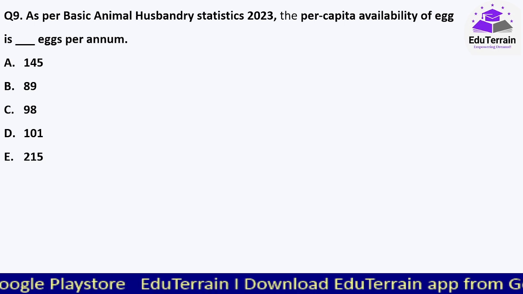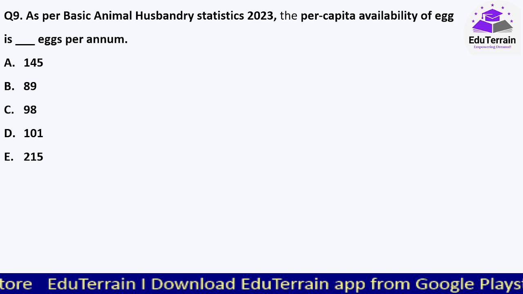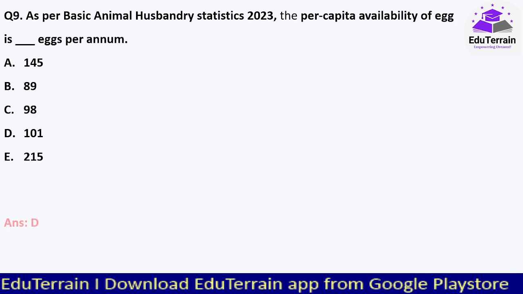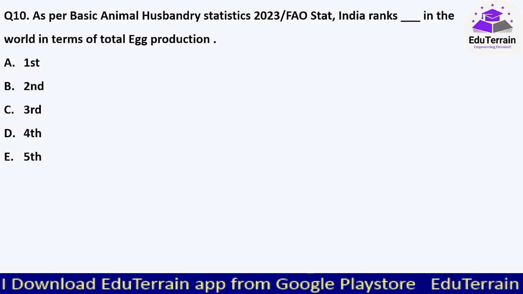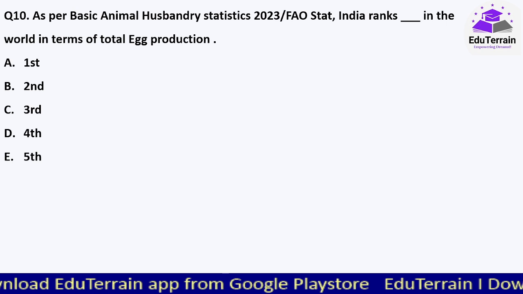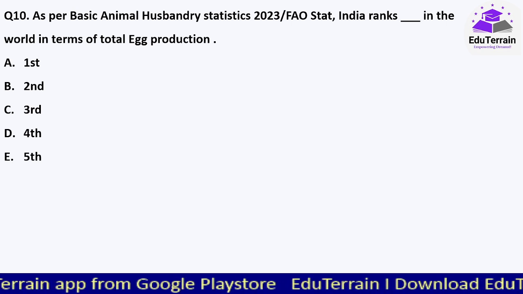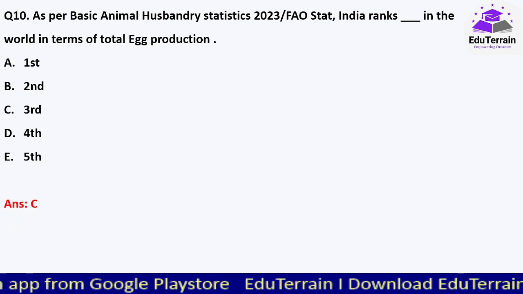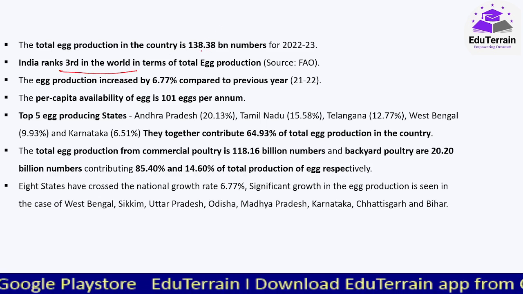From the same Basic Animal Husbandry Statistics 2023, what is the per capita availability of eggs? It is 101 eggs per annum. And as per the Basic Animal Husbandry Statistics or FAO STAT, India ranks how much in the world in terms of total egg production? In milk it is first, and here it is third. As you can see here, India ranks third in the world in terms of egg production.